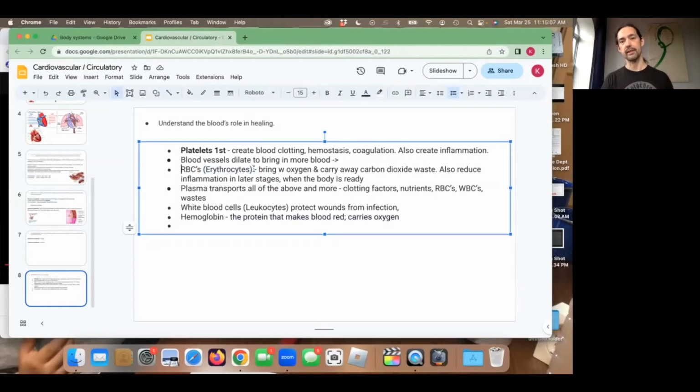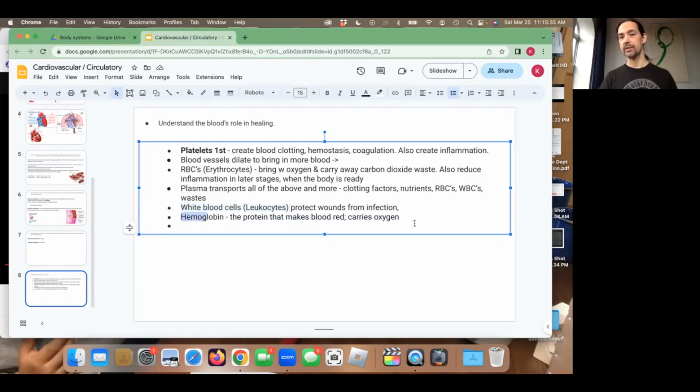Erythrocytes later on in the healing, like in the second, third stage of healing, erythrocytes also have a mechanism by which they reduce inflammation, but that's only when the body's ready. In this initial stage of healing, the body needs inflammation. At the same time that the red blood cells are coming in, the white blood cells are coming in, and they're checking out the area, making sure that there's no microbes, no invaders, protecting the area from infection.